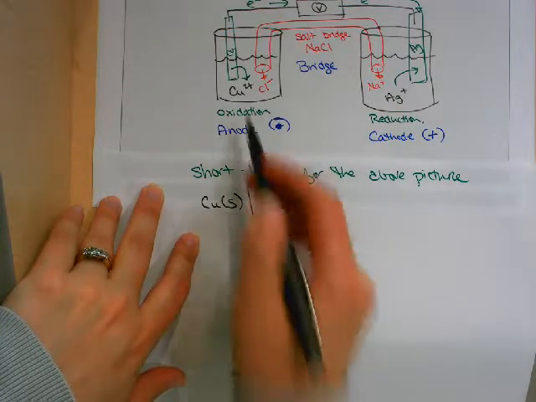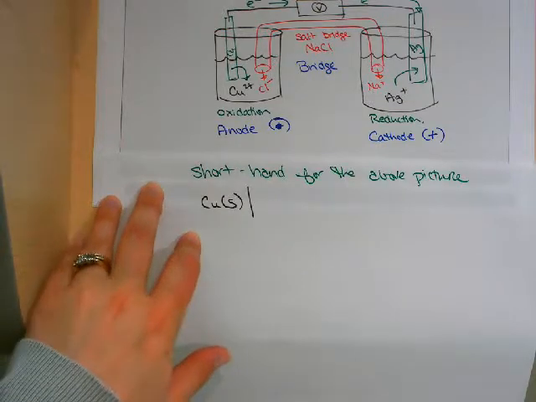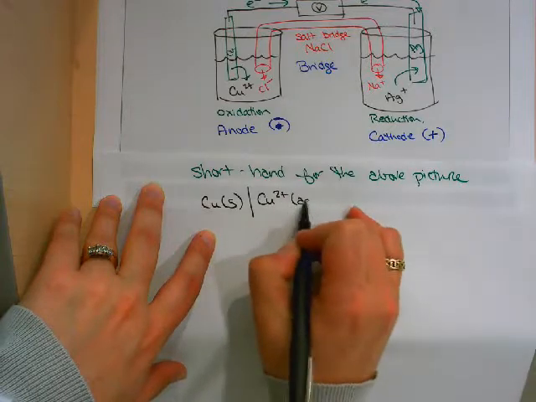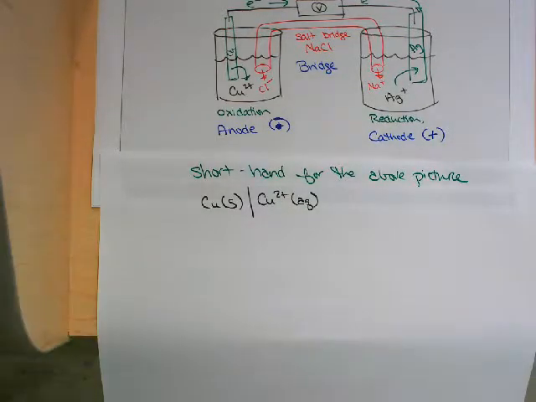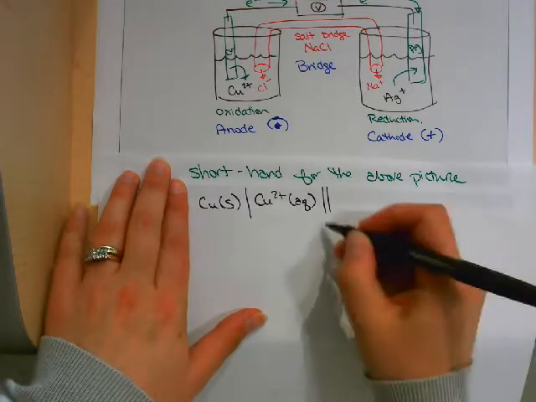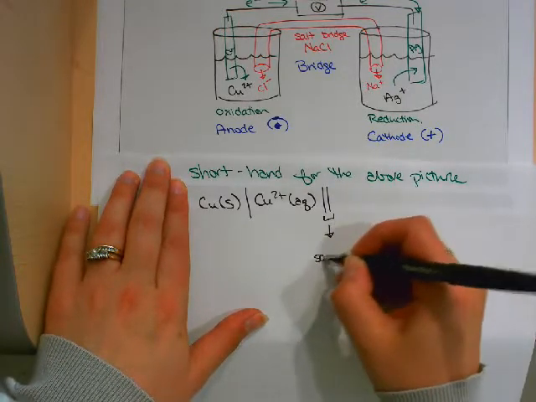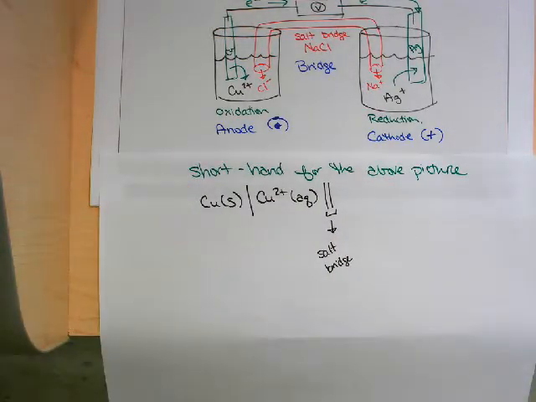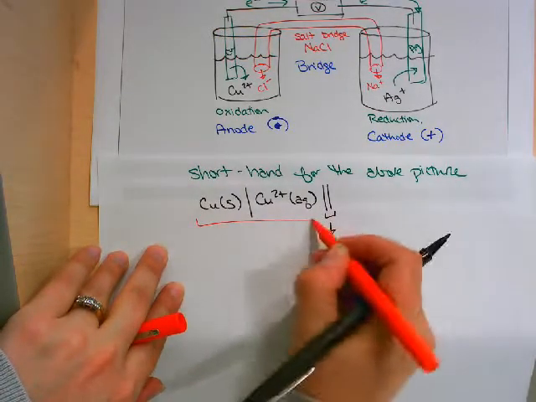What's the other version of copper that's in my anode? Yep, copper plus 2, aqueous. Okay, is there anything else on that side of the beaker? No, right? So we're going to draw a double line meaning salt bridge. And this side is everything anode.